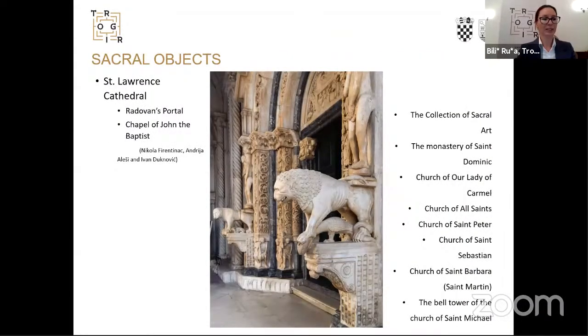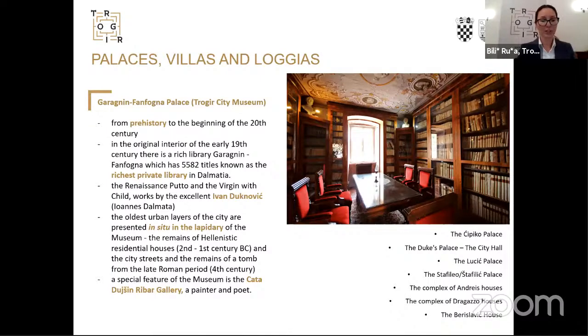Among the numerous sacred buildings in the area of the Old Town, the most recognizable is the Cathedral of St. Lawrence, a masterpiece of art created over a full 5 centuries. Inside it, we should emphasize the Chapel of St. John and the Master Radovan portal. Among the numerous palaces and villas in the old city, the palace of the former noble family Garagnin-Fanfogna dominates, today's city museum. The museum contains a rich historical collection of artifacts, lapidary with in situ display of urban layers from prehistory to the late Roman period. Also, we keep valuable works of world artists, sculptures, and the richest private library in this part of the country.